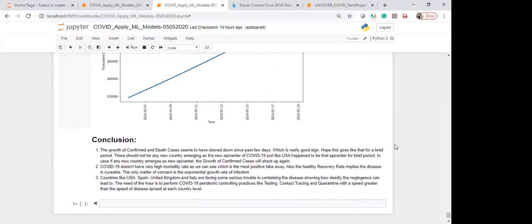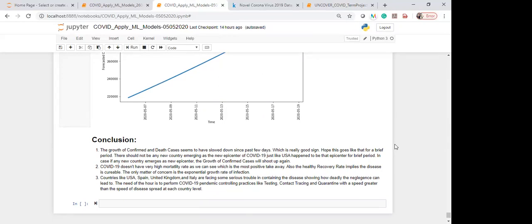So that's the conclusion, that of course the growth of confirmed cases and deaths seems to have slowed down since the past few days, which is really a good sign. Hope this goes like this for a while. And I also understood that COVID-19 does not have a very high mortality rate, as we can see, which is the most positive takeaway from this analysis.